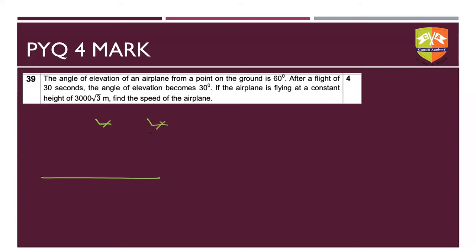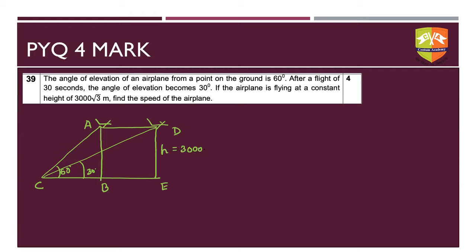is going down from here, which was 60, to here, which is 30. Drop the perpendicular, join this. So A, B, C, D, E, right? This is H, right here itself, 3000 root 3 meters.